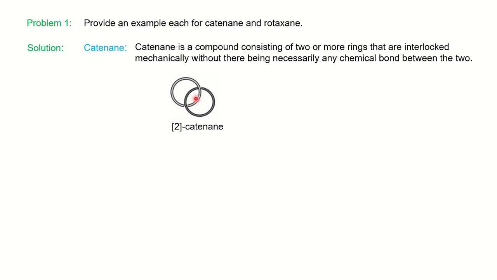So we are saying mechanical bond; there is no chemical bond here. And why have we written two here? Because there are two rings. In the nomenclature, based on the number of rings, we write the number of rings in square brackets. So two rings means two catenane here.